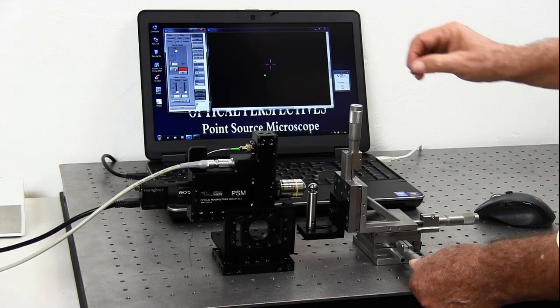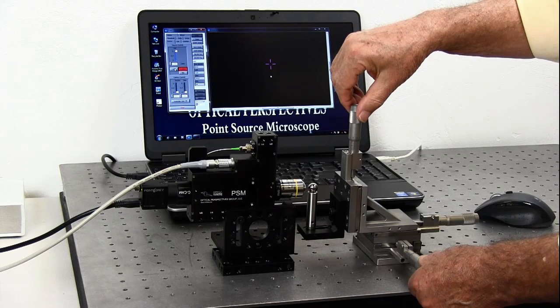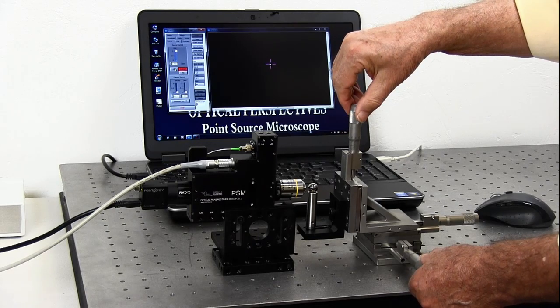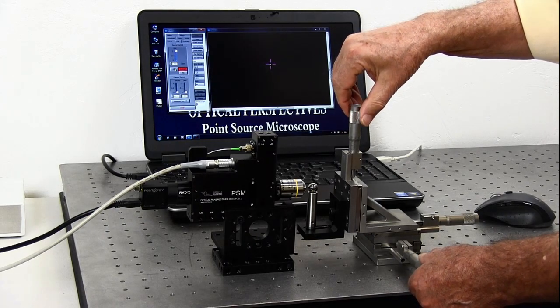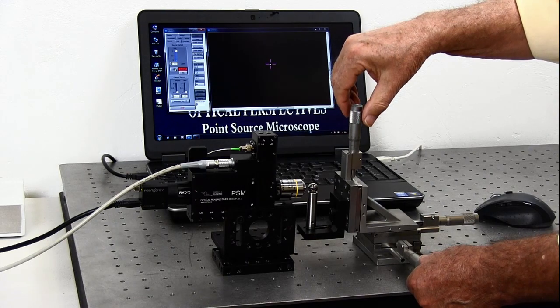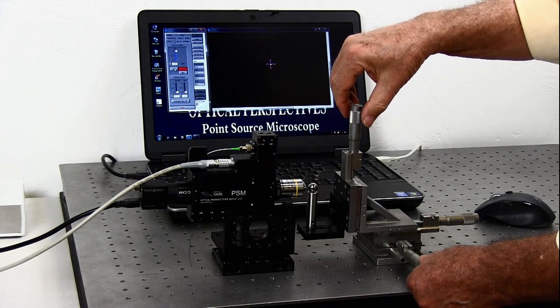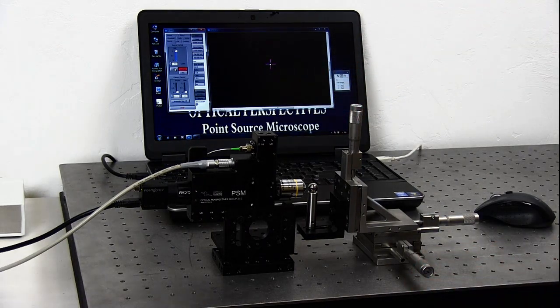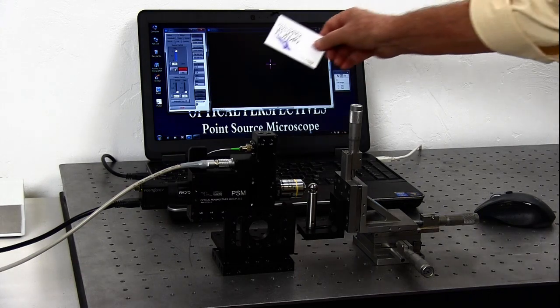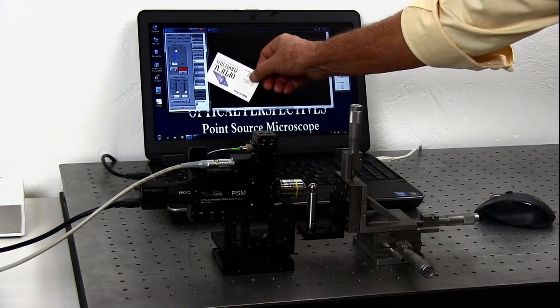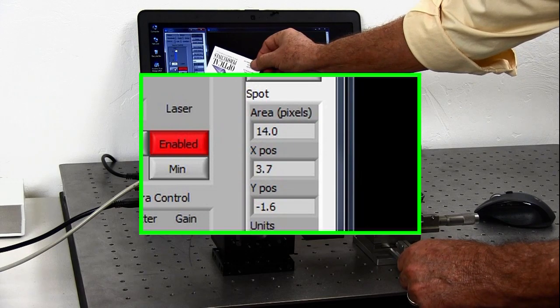The ball is moved in X and Y until the reflection of the ball's center is centered in the crosshairs. Then the ball's center is in focus and on the optical axis of the PSM. Any misalignment of the spot is continuously monitored in micrometers on the display.